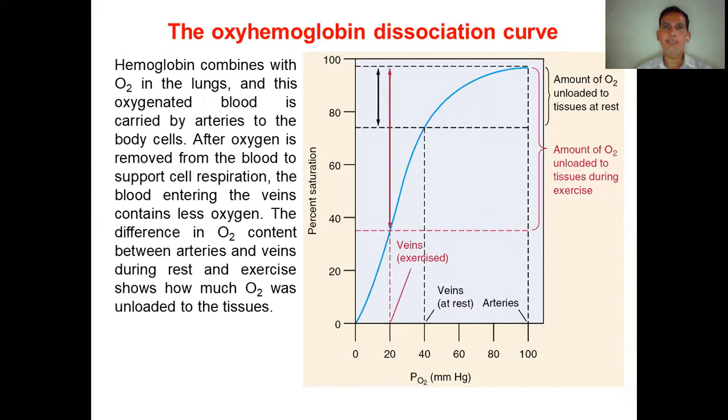So what I mean to say is that at normal rest time, there is less requirement of oxygen, so a lesser amount of oxygen is unloaded to the tissues. And at the time of exercise, there's more requirement of oxygen, so more oxygen is unloaded. You can look at the values from here. So it is about 20% here and about 60% here.